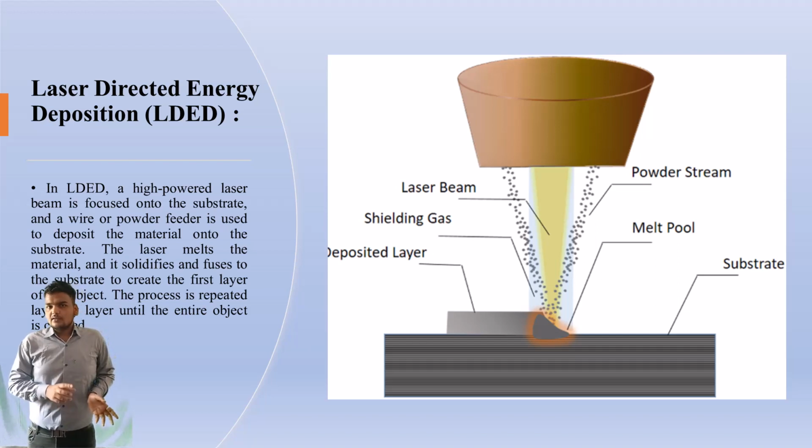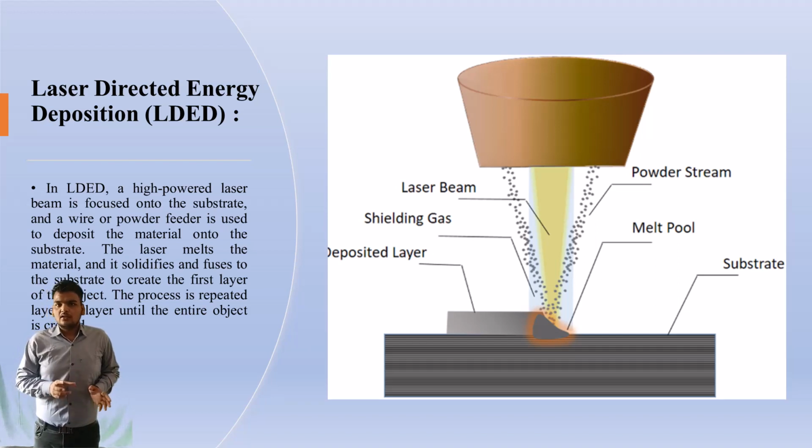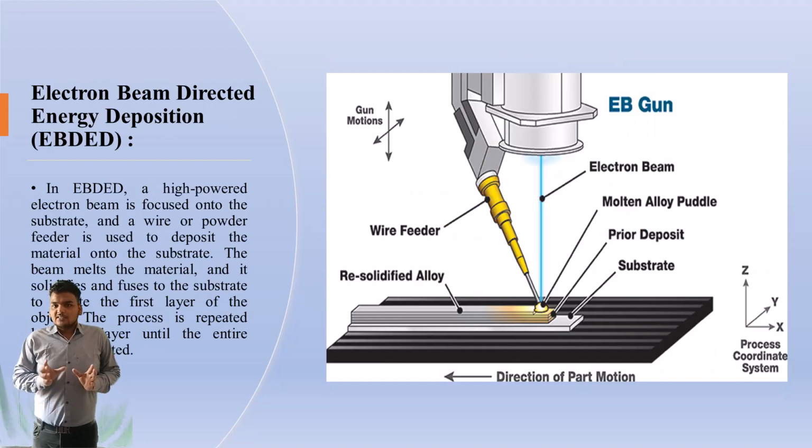So in laser direct energy deposition, we use a collection of nozzles to feed the powder materials. We use this nozzle because it removes omnidirectionality. Omnidirectionality is a phenomenon in which we get different kinds of properties in different directions of the object. Second is electron beam direct energy deposition.